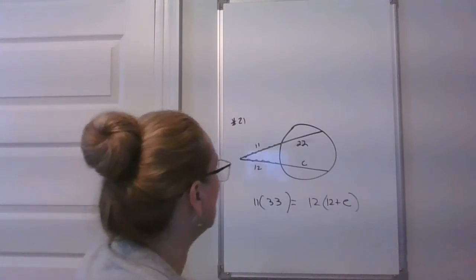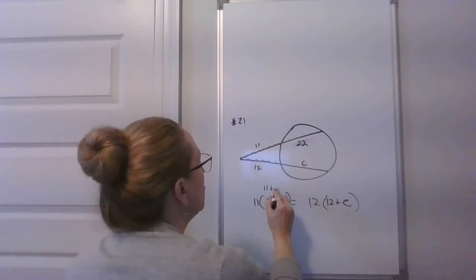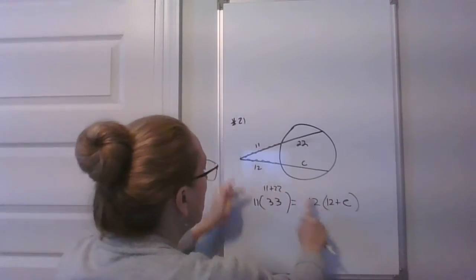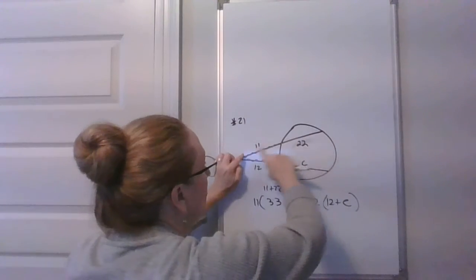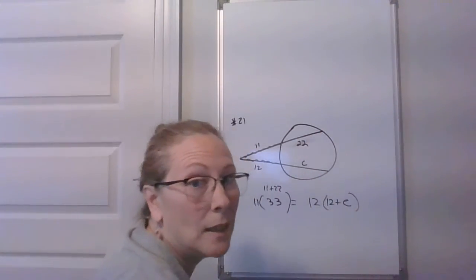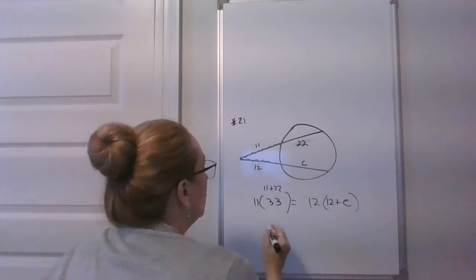So the pattern is, and this was 11 plus 22 in there, I just simplified it to 33. Outside parts, pull everything on that secant inside. Everything on that secant added up inside. Now we can just solve.